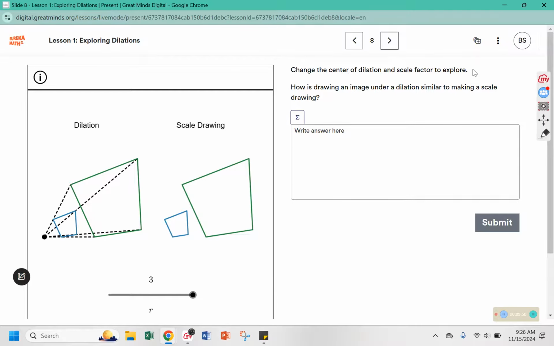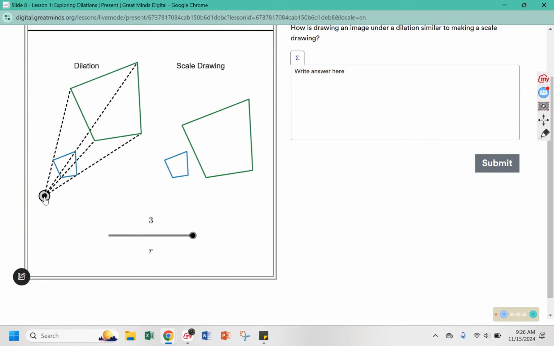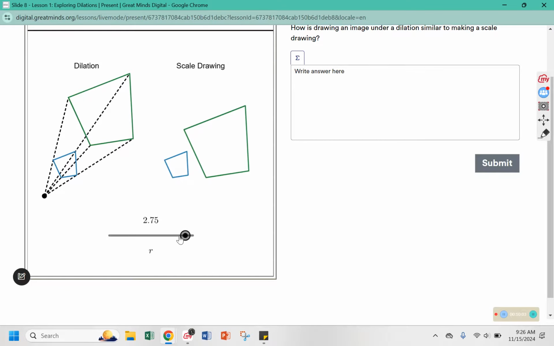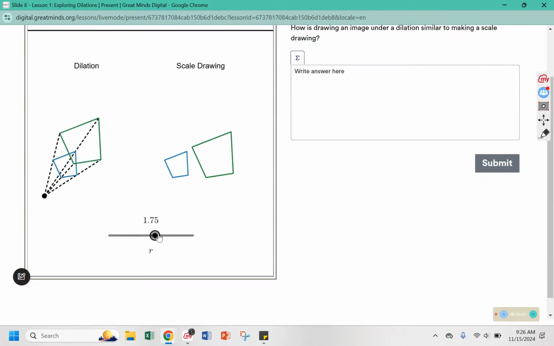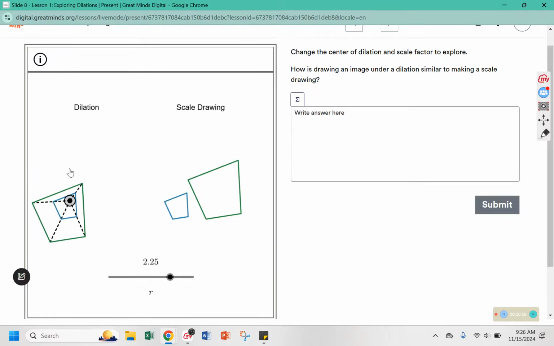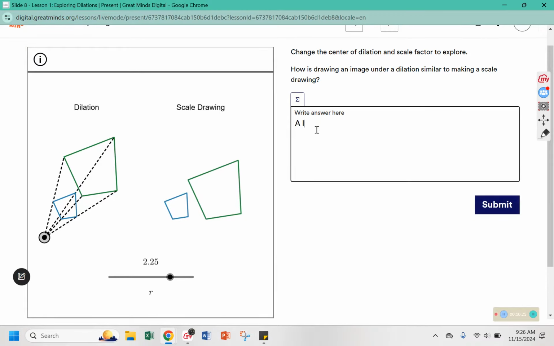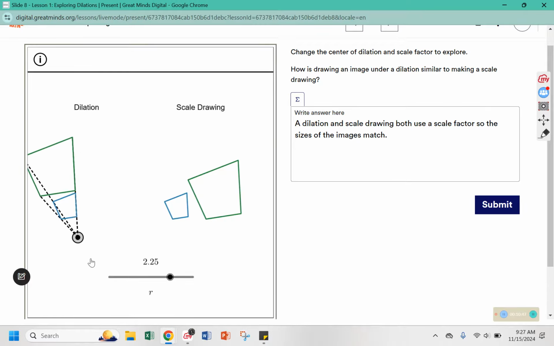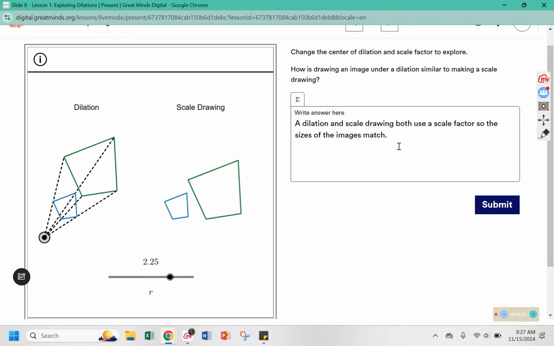Change the center of dilation and scale factor to explore. How is drawing an image under a dilation similar to making a scale drawing? It appears that the size in the dilation and the scale drawing are the same, but the location of the center of dilation changes its location. The only difference is that the location of the center of dilation changes its location.